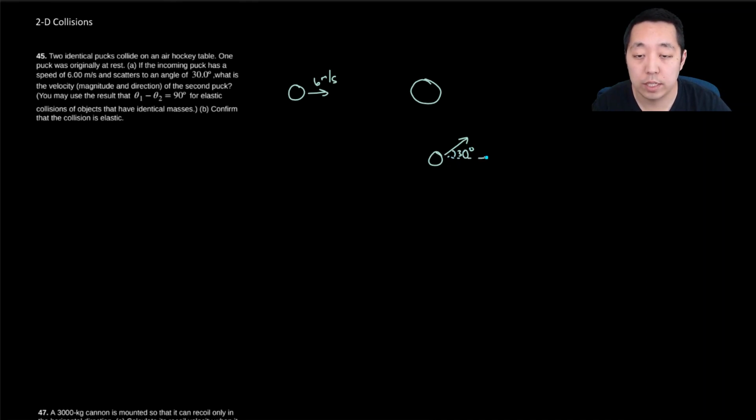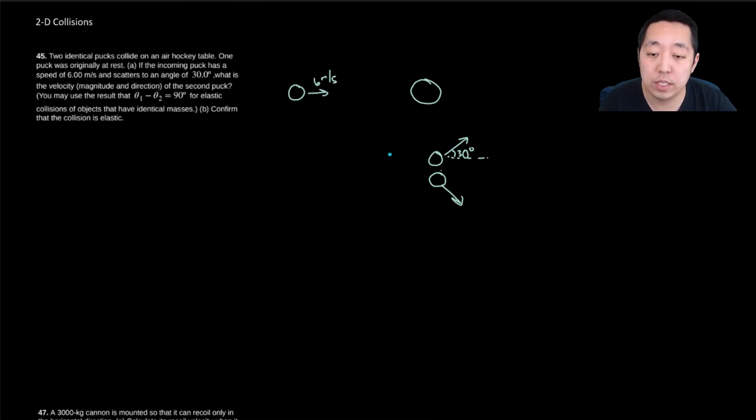And they're telling you, in this second sentence, that for an elastic collision, if they have identical mass, and they do have identical mass, the other one is going to move off at 90 degrees. So this would be 60 degrees here, this angle, because they need to sum up to 90 degrees. We want the velocity, magnitude, and direction of the second puck. I actually don't think we need to use this 60-degree result. We'll see.